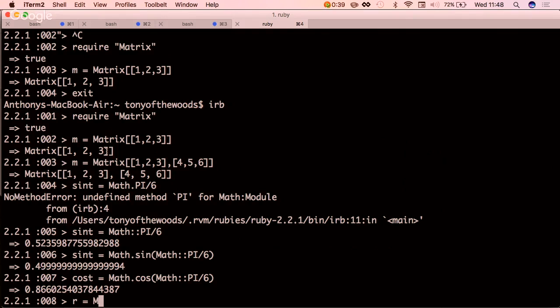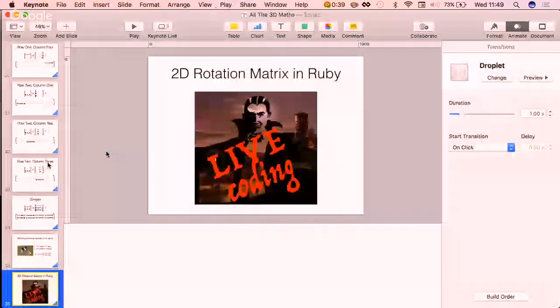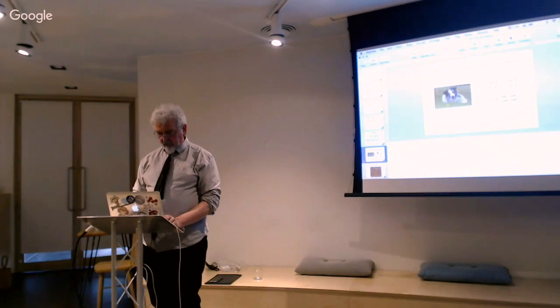Our rotation matrix is a new instance of matrix, and it goes, if I remember correctly, cosine theta, minus sine theta, sine theta, cosine theta. Is anybody checking my workings as I go along? I think that's correct. It looks like that. Let's have a quick peek at. That's right, isn't it? No, it's the other way around.